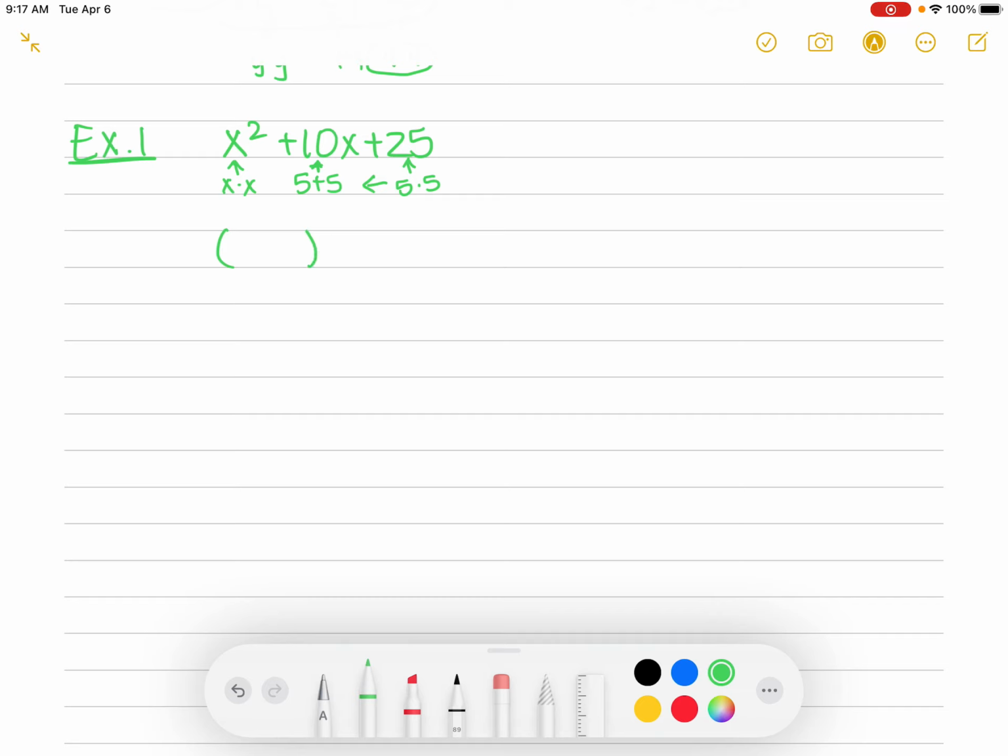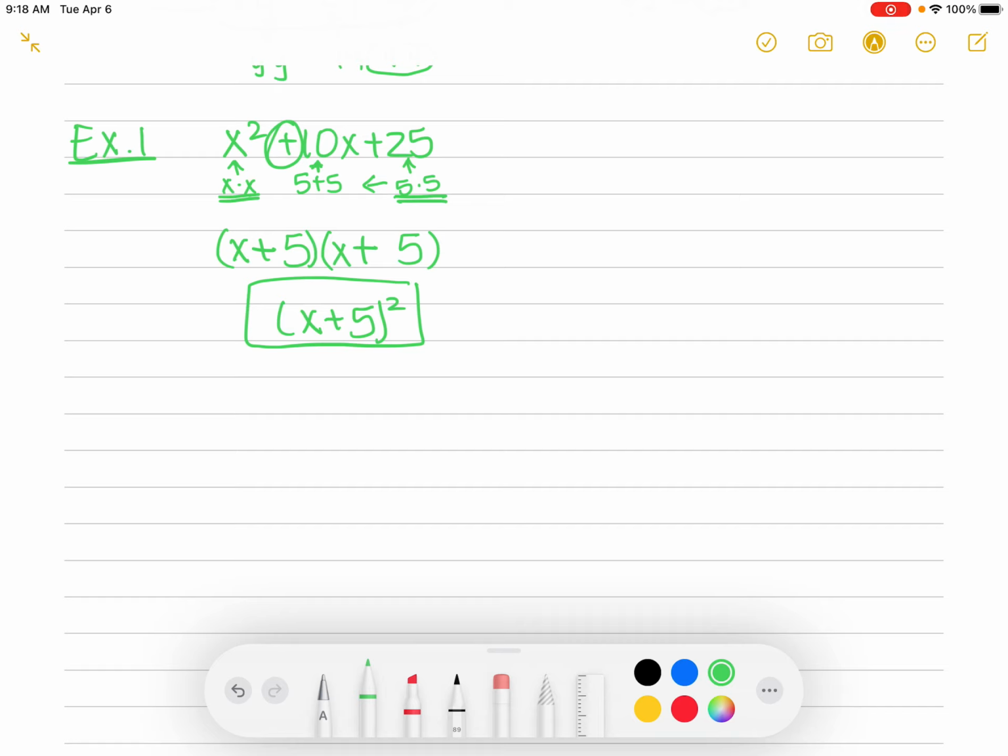Okay, so I'm going to make my two little parentheses here, and I know x is going to be in the front because I have x times x, and I know 5 is going to be at the end because I have 5 times 5. And then my adding or subtracting signs are going to be whatever the one in the middle is. So it's a plus, so I'm going to do plus and plus. Okay, I do not want you to leave it like this. I want you to make it into a square because it is the exact same thing. We have squared.